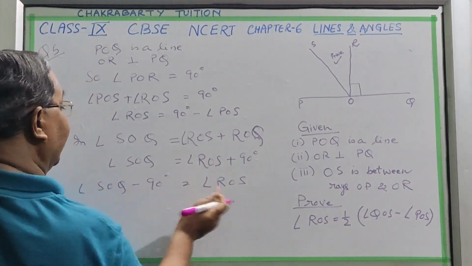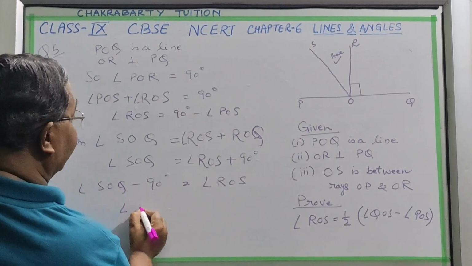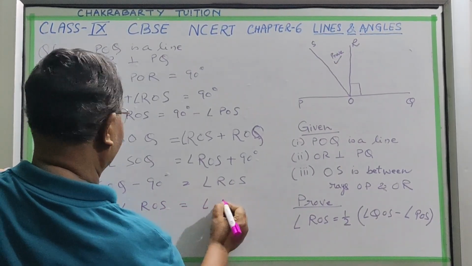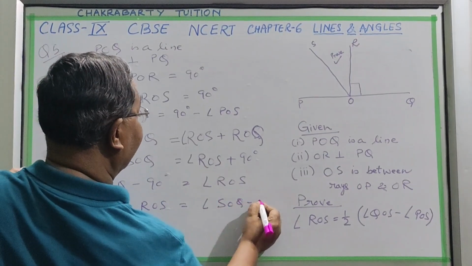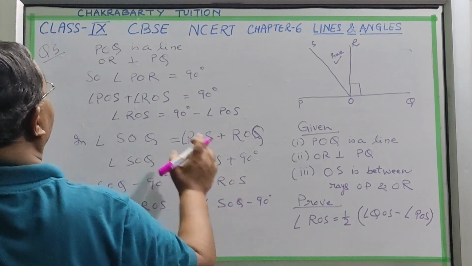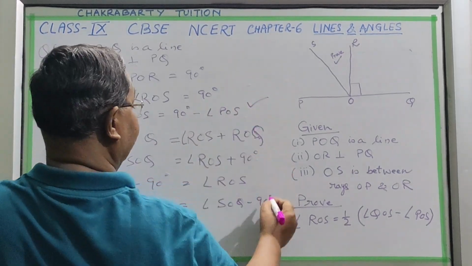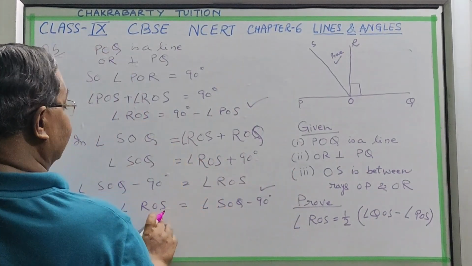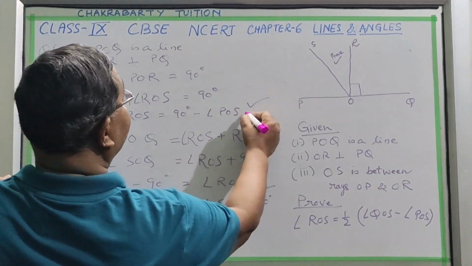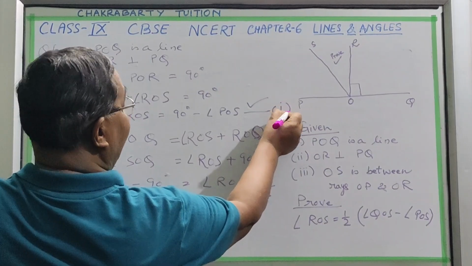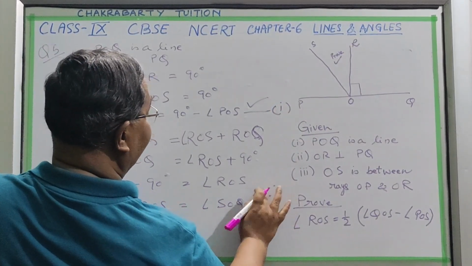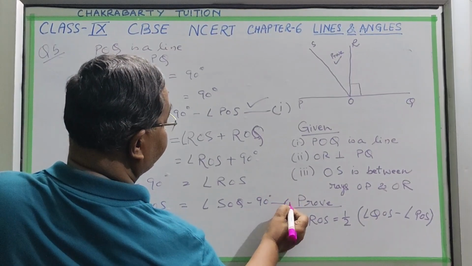This we can write in other way also. Angle ROS equal to angle SOQ minus 90 degree. Okay, this has come. So one point you have got, and one point you have got, ROS. If we add this one and this one, we term this as equation 1 and this one as equation number 2.